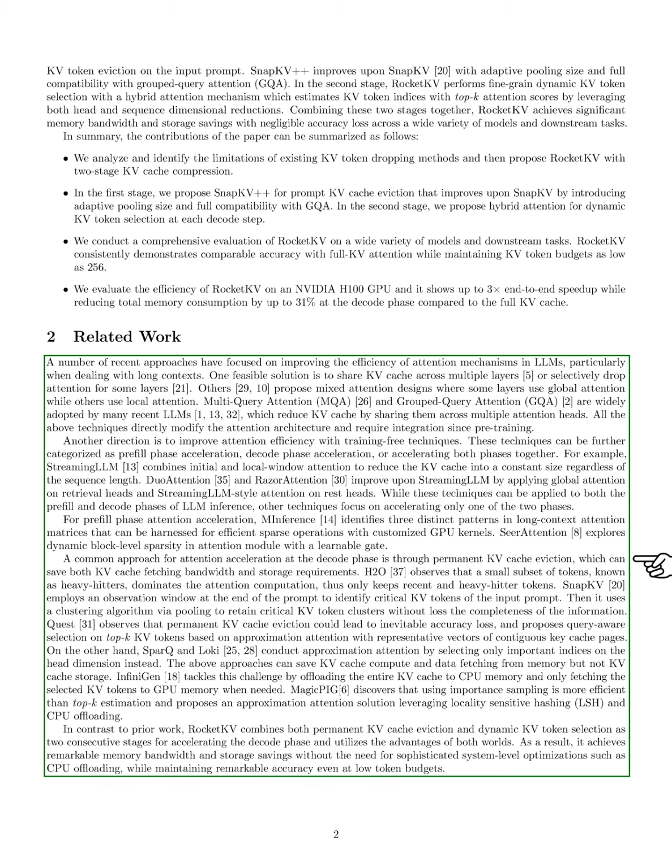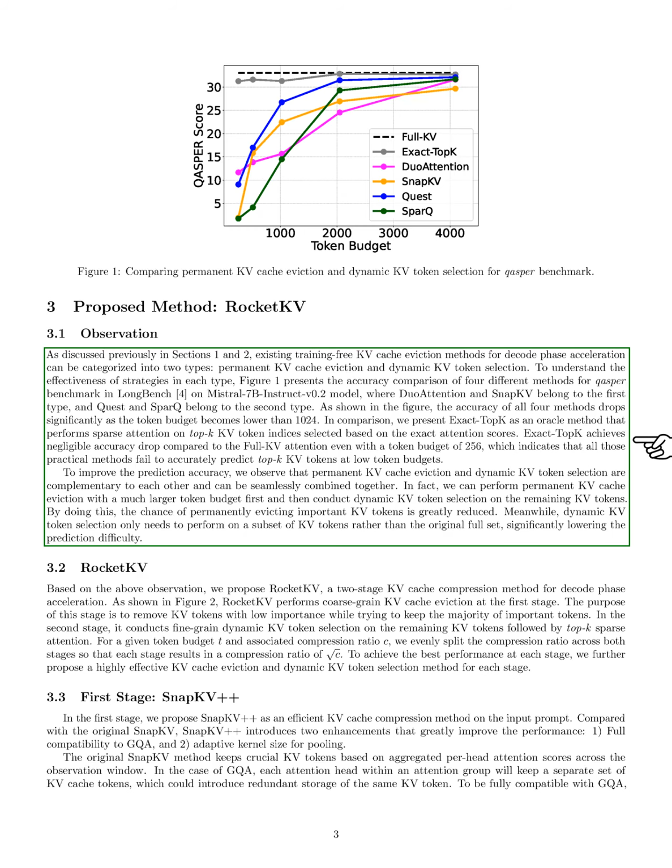Section: Proposed Method, RocketKV. In this section, we propose our method called RocketKV. We begin by observing that existing training-free key value, KV, cache eviction methods for speeding up the decode phase can be divided into two categories: permanent KV cache eviction and dynamic KV token selection. To evaluate the effectiveness of these strategies, we compare the accuracy of 4 different methods using the Qasper benchmark on the Mistral 7B Instruct V0.2 model. The methods DuoAttention and SnapKV fall under permanent eviction, while Quest and SparQ are examples of dynamic selection.